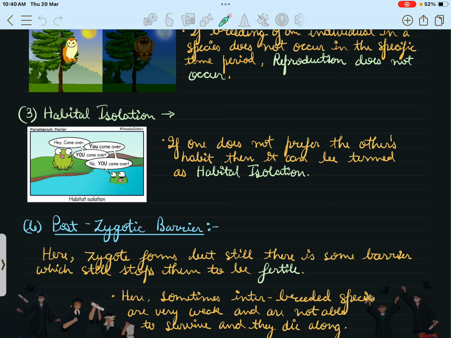And because of this reason, the terrestrial frog and the water-based frog are not able to mate with each other.